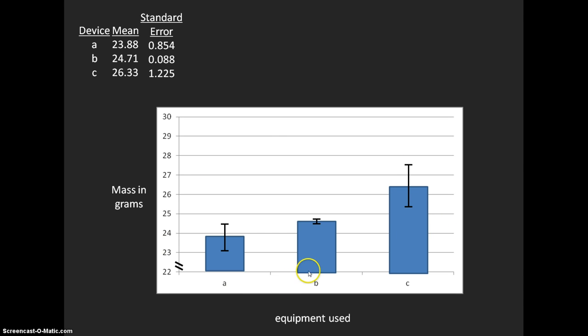So now when we look at this, we can see the definite differences between these, especially if all of our error bars had been a little bit closer in size. So this is what I'm going to want you to do for your assignment, is to make a bar graph that looks somewhat like this.